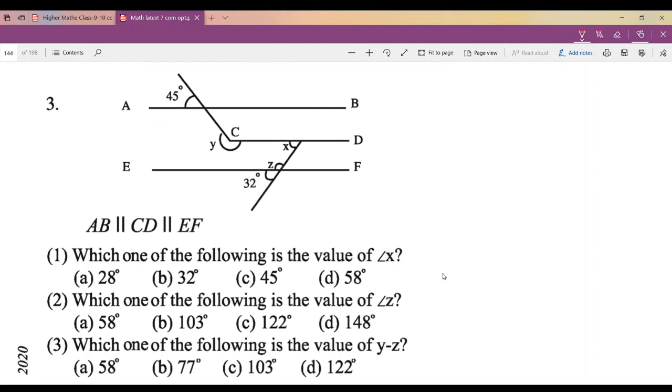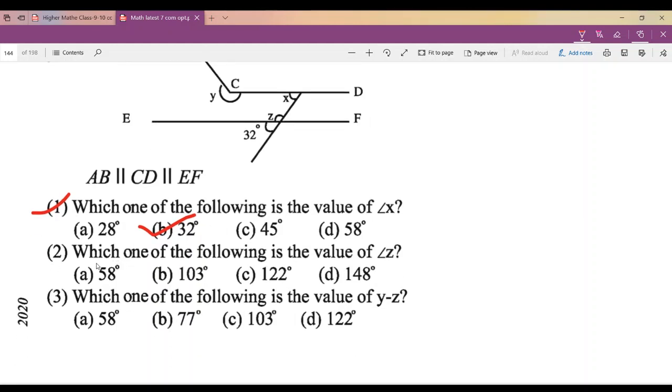Now look at the figure. Given AB, CD and EF are parallel. Here AB, CD and EF, these three lines are parallel. Question 1. Which of the following is the value of angle X? CD and EF are parallel, and angle X and angle 32 are corresponding angles. So in case of parallel lines, we know corresponding angles are equal. So the value of angle X is equal to 32 because 32 and X are corresponding angles here.